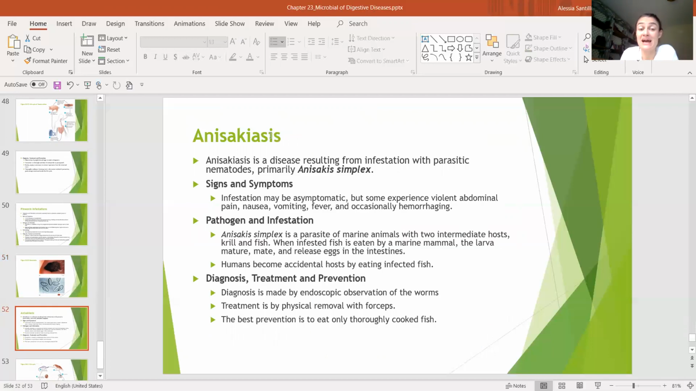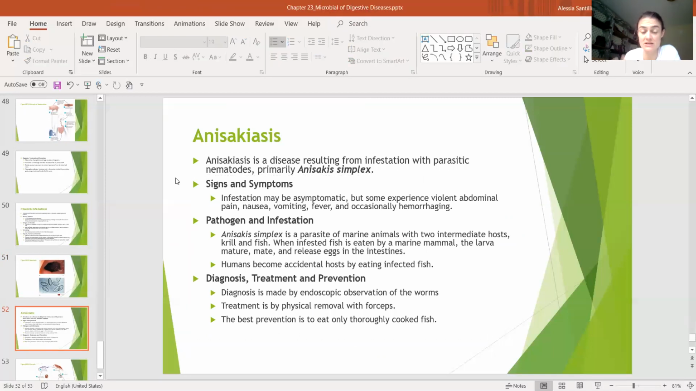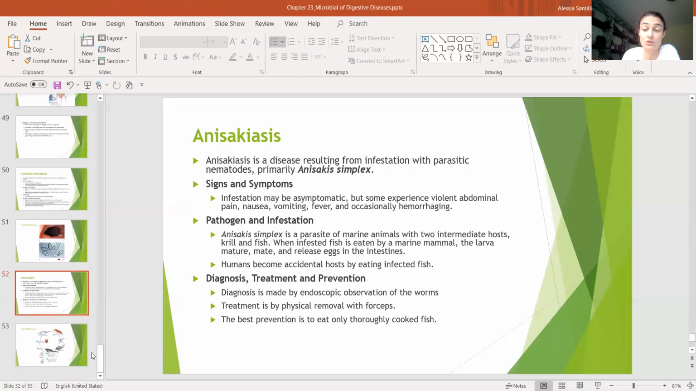Moving on to anisakiasis. This was a big deal in Italy a while back, because Italians go crazy for sushi. And for a while, the sushi was infected with Anisakis simplex. This particular worm can cause a lot of problems like violent abdominal pain, nausea, vomiting, fever, and occasional hemorrhaging. A lot of times it's actually asymptomatic, but it can be bad, right?